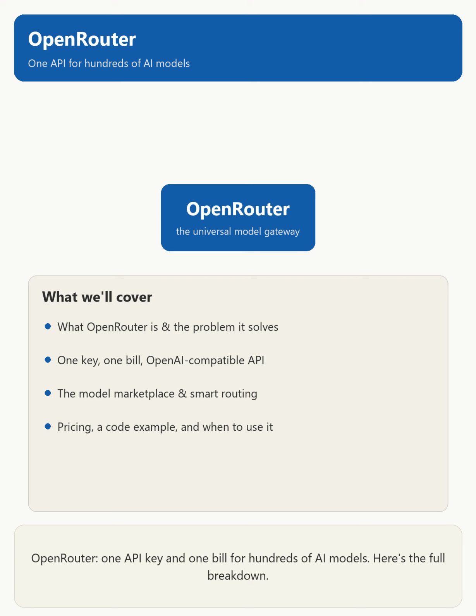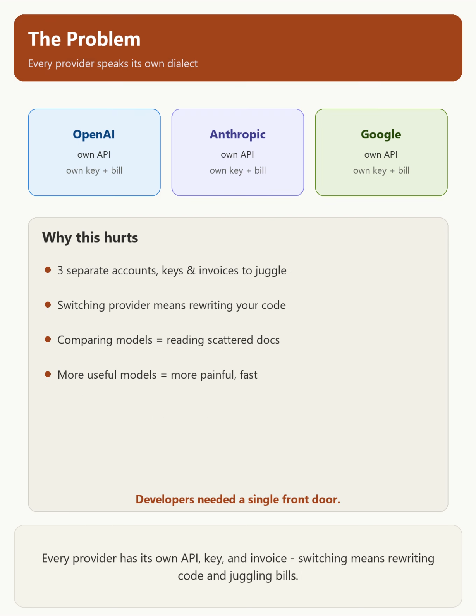Let's get started. First, the problem. Every AI provider has its own API. OpenAI has one shape, Anthropic has another, and Google has a third. Each one needs a separate account, a separate key, and a separate billing setup. If you build your app around one provider and later want to try another, you end up rewriting code and juggling multiple invoices. As the number of useful models grows, this gets painful fast. Developers needed a single front door to all of them.